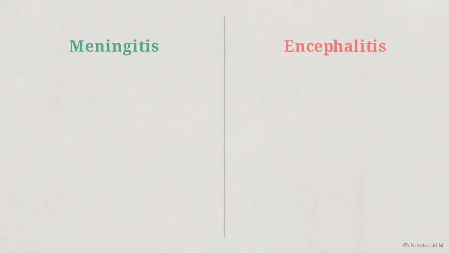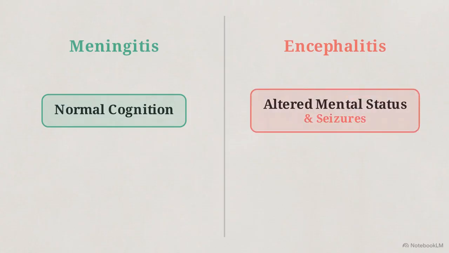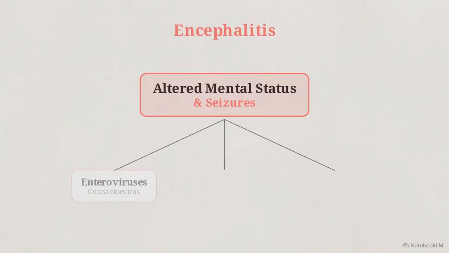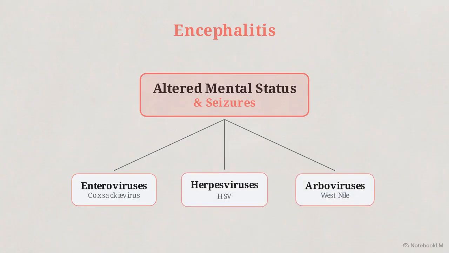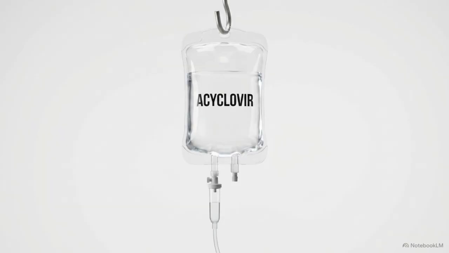Looking at this matrix, we can see the macroscopic phenotypes that allow physicians to differentiate between two overlapping clinical entities. A patient with pure meningitis maintains normal cognition. A patient with encephalitis presents with profound altered mental status and seizures. Viral meningoencephalitis is typically driven by specific pathogen groups: enteroviruses, herpes viruses, and arboviruses like West Nile. While the vast majority of these viral etiologies can only be managed with supportive care, identifying the specific pathogen is critical because herpes simplex virus encephalitis requires immediate intervention with intravenous acyclovir.